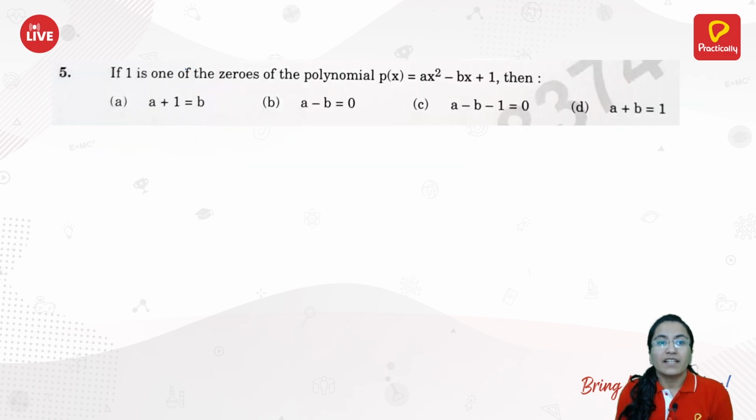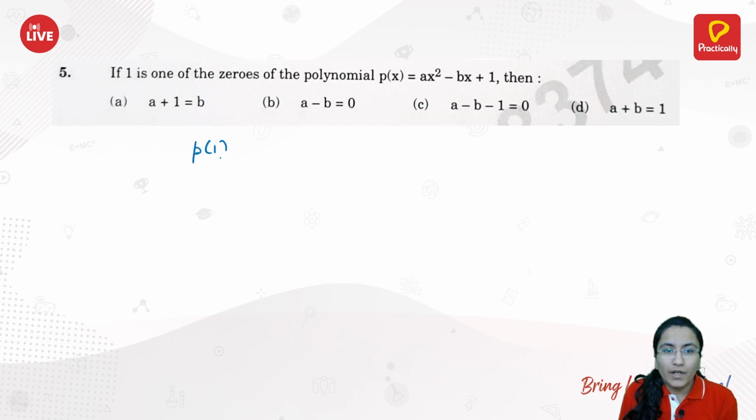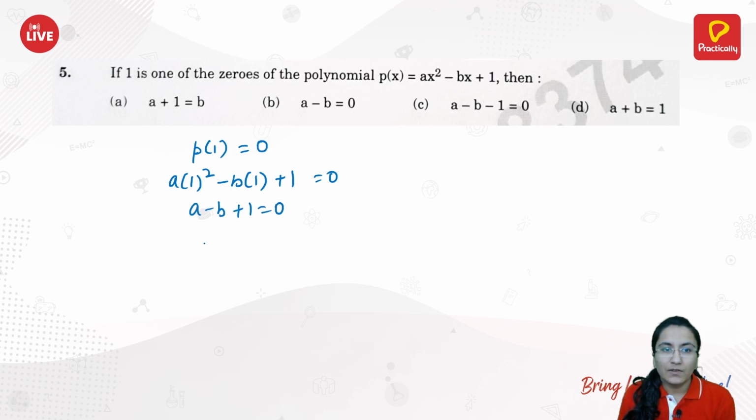Next question is: if 1 is one of the zeros of the given polynomial, then you need to find the correct answer. If 1 is one of the zeros of such a polynomial, that means if we input x as 1 in the quadratic polynomial given to us, you will get 0, right? So that means p of 1 is equal to 0. That means a into 1 square minus b into 1 plus 1 is equal to 0. So you get a minus b plus 1 as 0. So you get a plus 1 is equal to b, which matches option A. So option A is the correct answer.